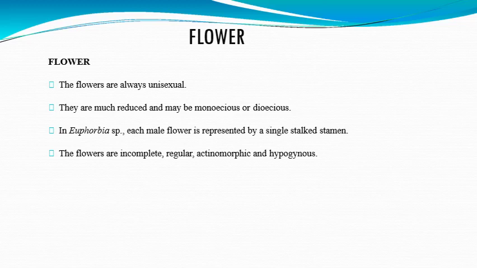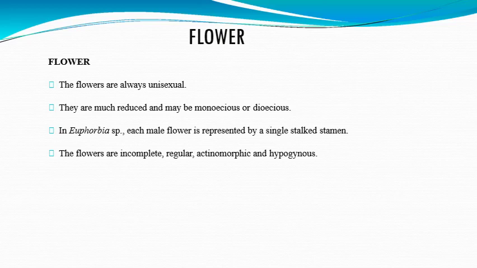So a plant may be called unisexual, and this characteristic we also call dioecious. And if both the male and female flowers are present on the same plant, then we call such a plant monoecious. So both the male and female reproductive organs are borne in the same flower.